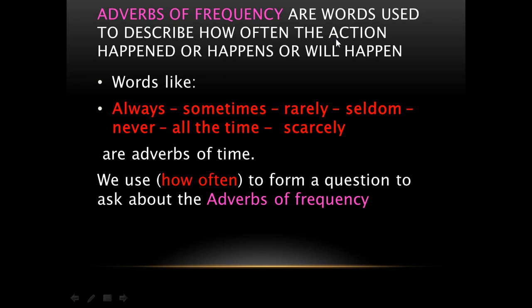We can put it in the past: I slept early, I sleep early, or I will sleep early. So we have three tenses: past, present, or future. What are the words that can be used as adverbs of frequency? We have always, sometimes, rarely, seldom.